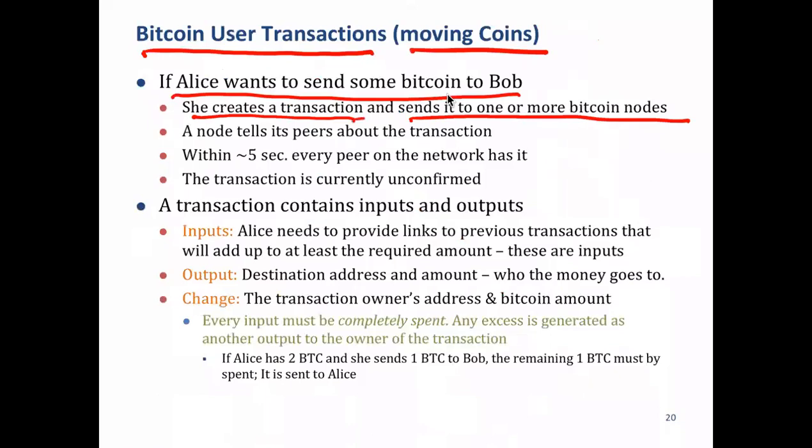So she creates a transaction and sends it to one or more Bitcoin nodes. She may just send it to one Bitcoin node, which is usually a miner, who mines the money or is a part of the system. That node tells all its peers about the transaction. And within 5 seconds, every peer in the network has it. Every node in that network of miners, those people who are associated with Bitcoin, has it.